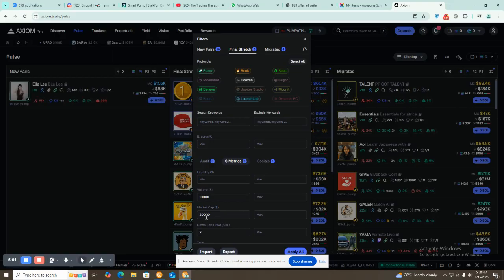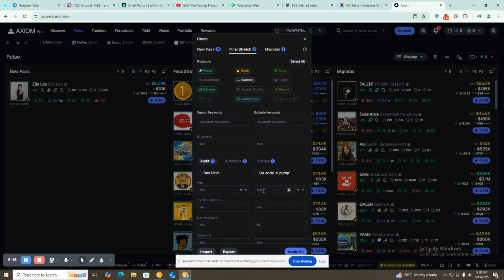Okay, and market cap, I said 20,000 market cap, and global fee 2%, and transaction will have about 40. I mean 85 of that. And let's go to auditing. Just like here, I didn't put any age. I just left it blank. Top 10, I didn't put anything.